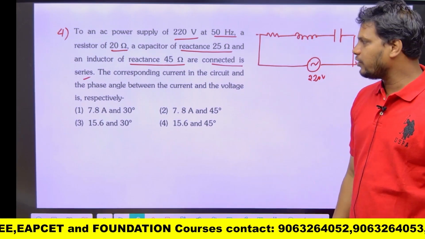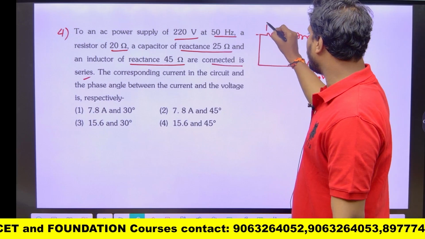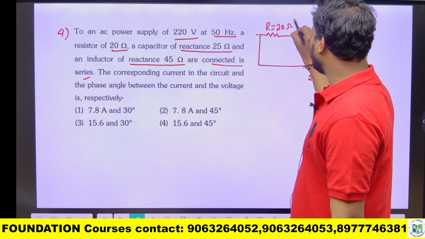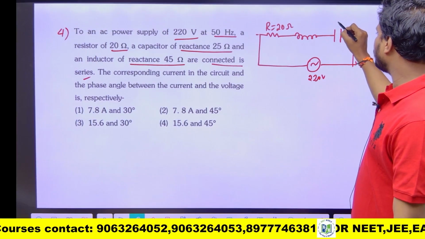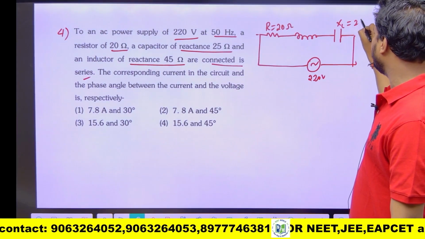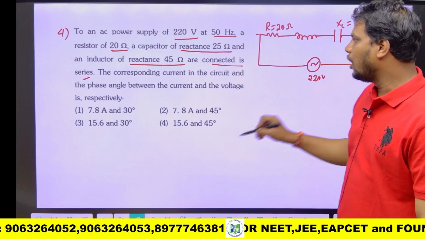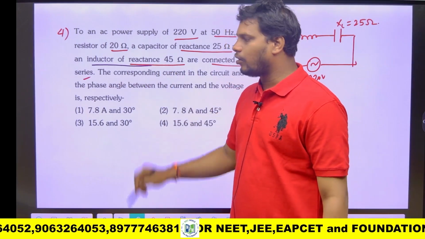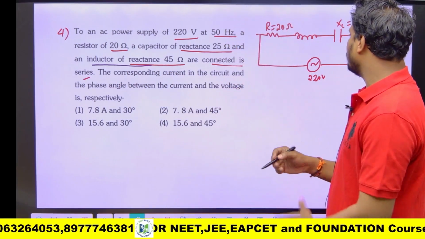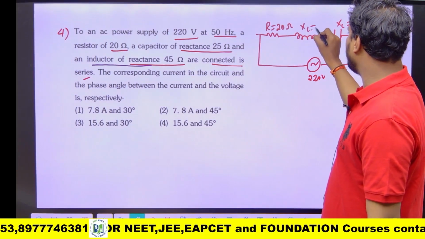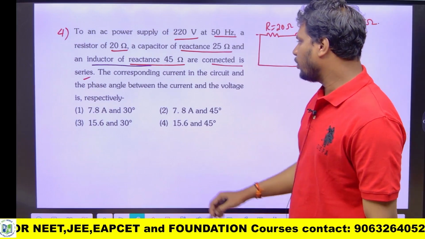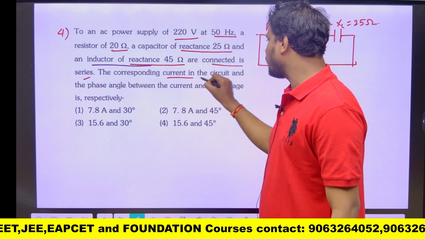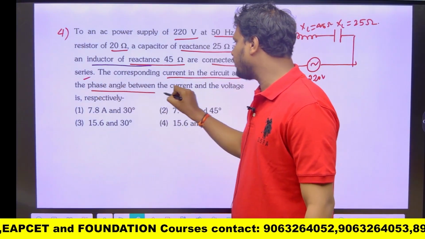Of frequency 50 hertz. And they have given the resistance of the resistor, which is equal to 20 ohm, and the reactance of the capacitor. That reactance of capacitor is taken as XC, which is equal to 25 ohm, and the reactance of the inductor they have given, which is equal to 45 ohm. Now what we have to find out? We have to find out the corresponding current in the circuit as well as the phase angle between them.